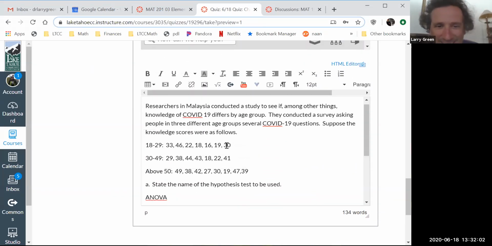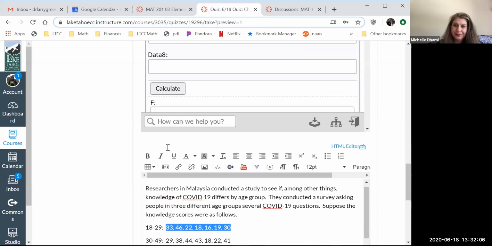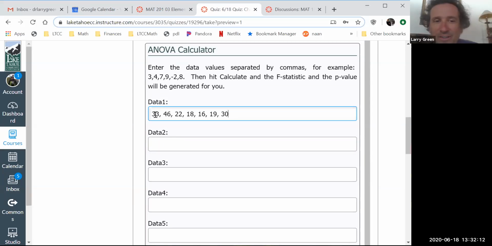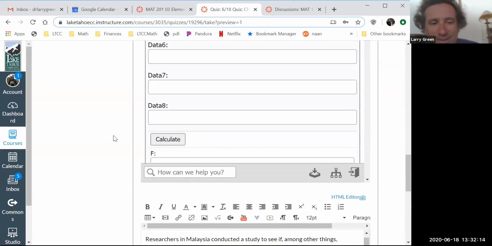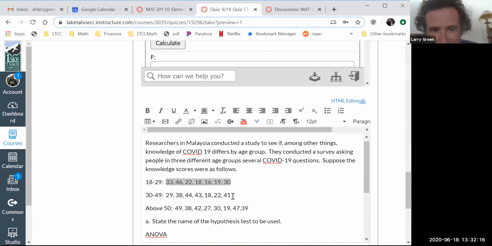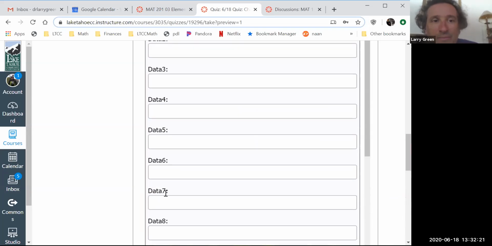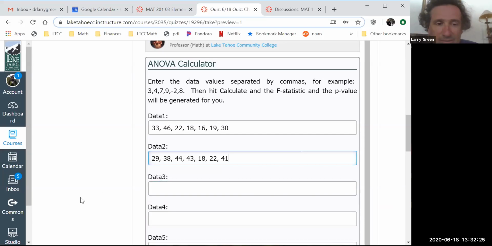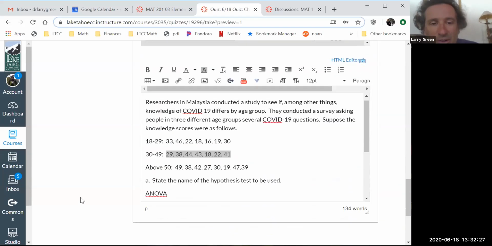Okay, so what I can do now is I can copy the first group. I can go into my ANOVA data 1, and I can paste the first group. Then I can go into the second group, copy that one, and then paste that one. Then I can go into the third group.